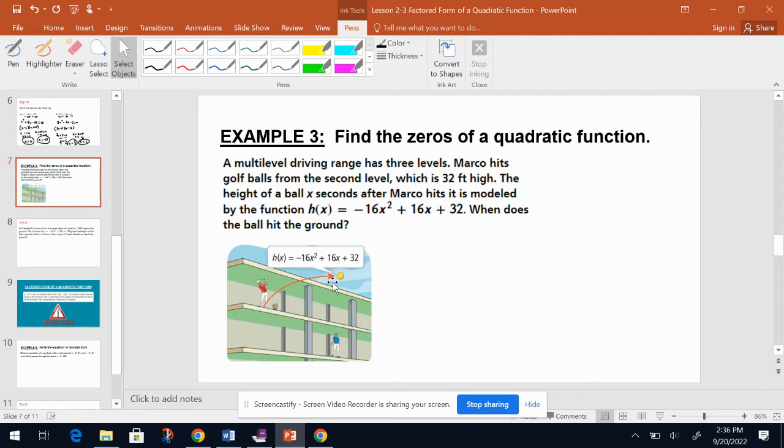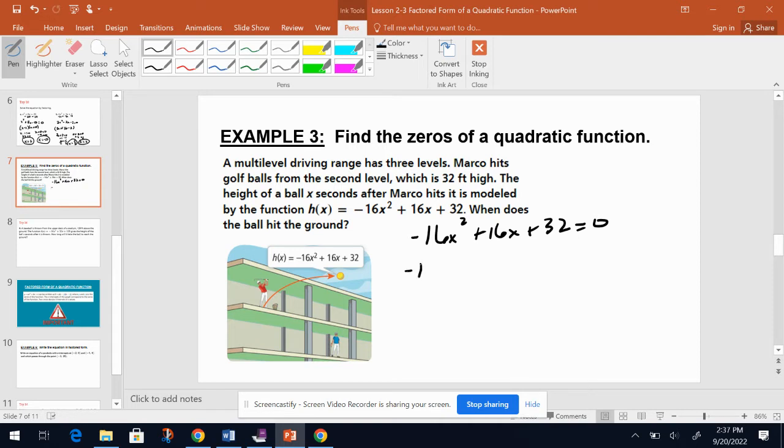So we are trying to find when this ball gets back to the ground, which would be a height of 0. Okay, so we're trying to find the zeros. So I'm going to do this 2 ways. I'm going to show you how to factor it first of all. Negative 16x squared plus 16x plus 32. I want to know when that hits the ground, which would be at height 0. So it's equal to 0.